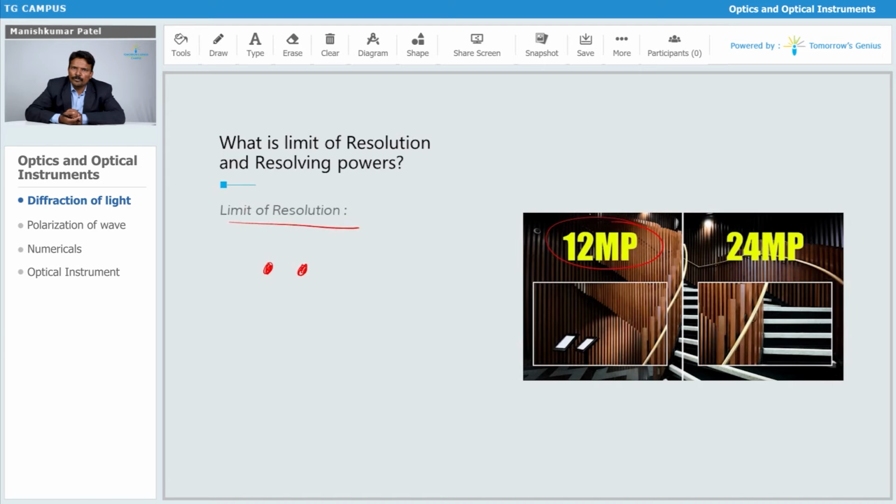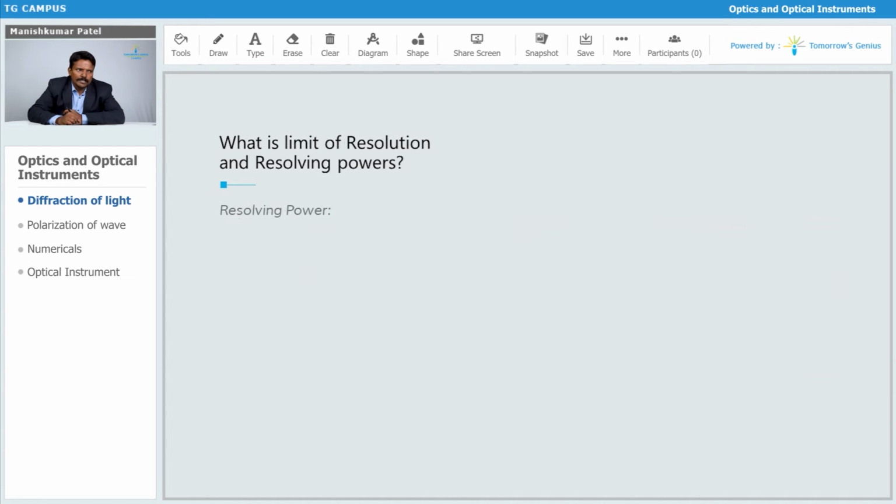And the resolving power, obviously, is the inverse of the limit of resolution. You can observe the minute details with a 24 megapixel camera easily as compared to a 12 megapixel one. So the same thing: resolving power is 1 upon the limit of resolution. That is what we call the resolving power.